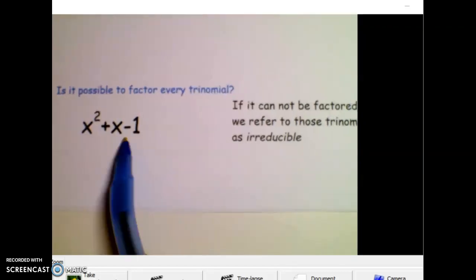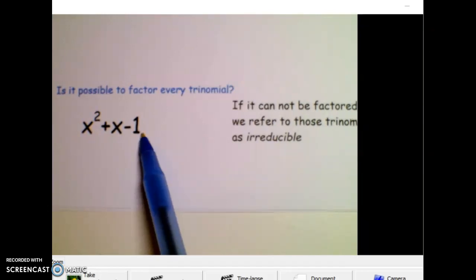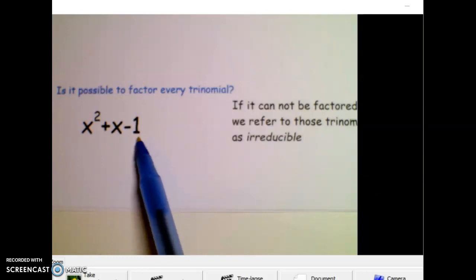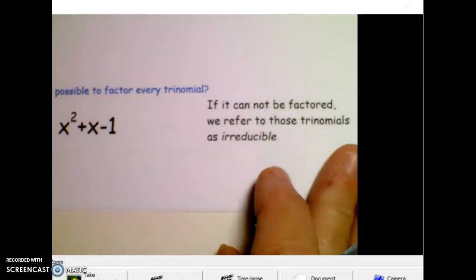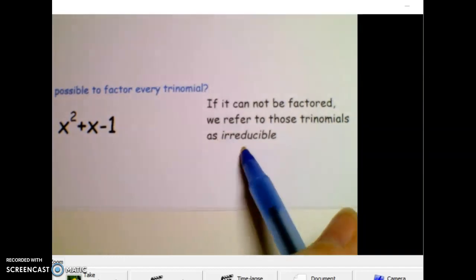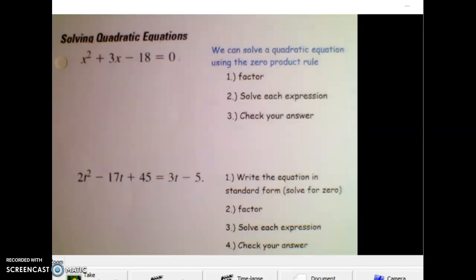So I wrote it down here so you can see it clearly. So is it possible to factor every trinomial? No, we just showed that it's not possible to factor this one. And if you can't factor it, then we refer to it as irreducible. So I can't make that any smaller than that. Okay, so what we're going to do now is we're going to try and solve quadratic equations using all of this factoring that we just practiced doing.